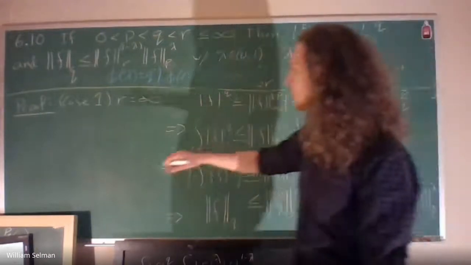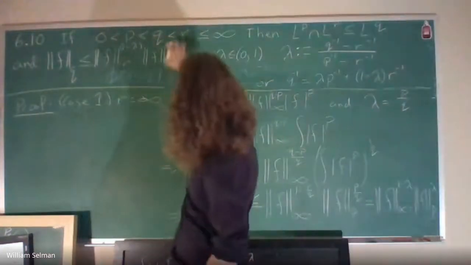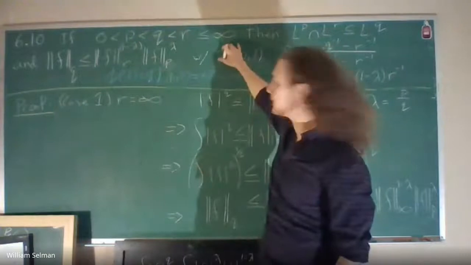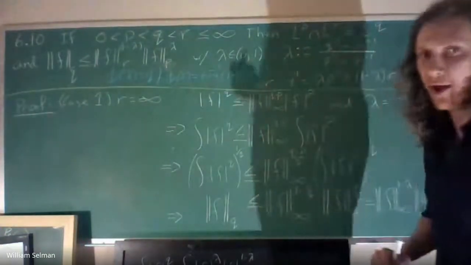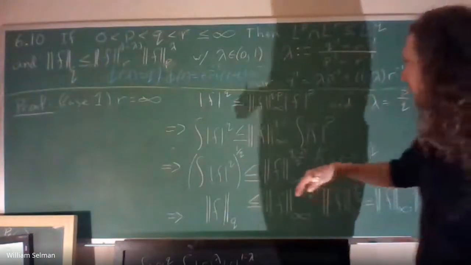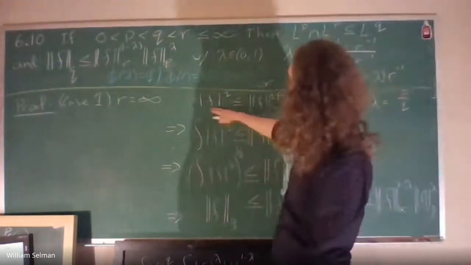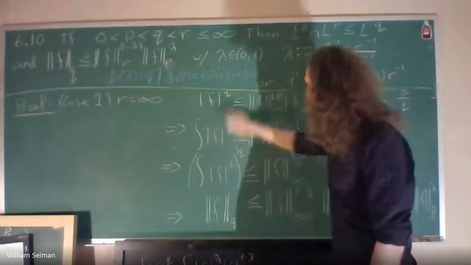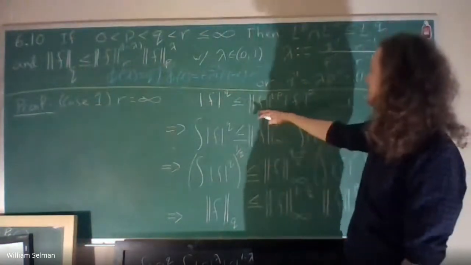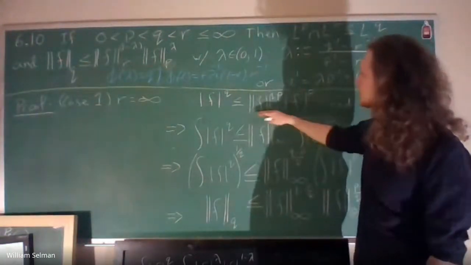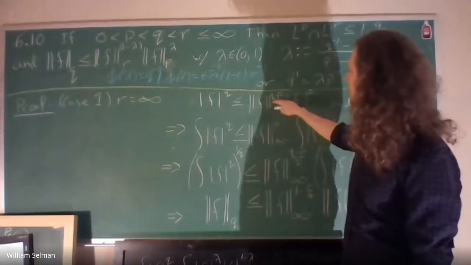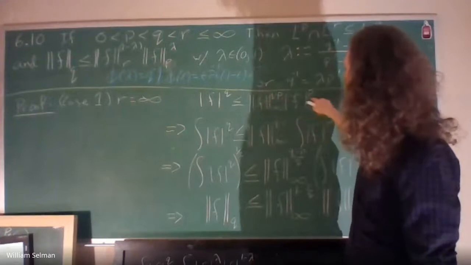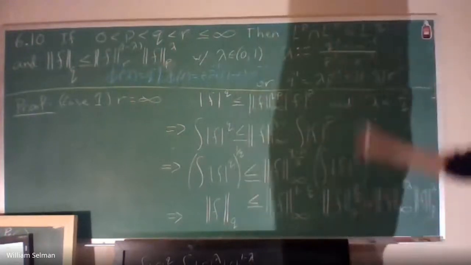We're going to break this up into two cases. We allow r to be less than or equal to infinity, so we're first going to deal with the case where r is equal to infinity. Now, this one's pretty straightforward. We know that the absolute value of f raised to the q is less than or equal to the uniform norm of f to the q minus p, times the absolute value of f to the p.